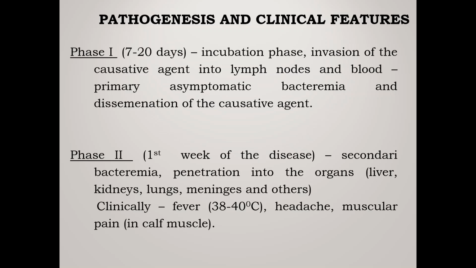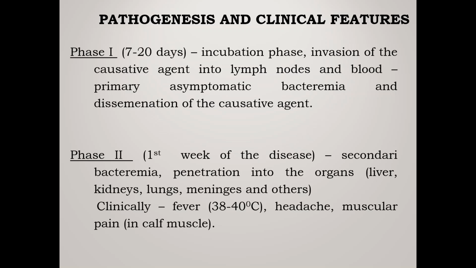Pathogenesis and clinical symptoms. Phase 1. First phase, 7 to 12 days, incubation phase, invasion of the causative agent into lymph nodes and blood, primary asymptomatic bacteremia and dissemination of the causative agent. Phase 2. Secondary bacteremia, penetration of Leptospira into the organs: liver, kidneys, lungs, meninges, and others.